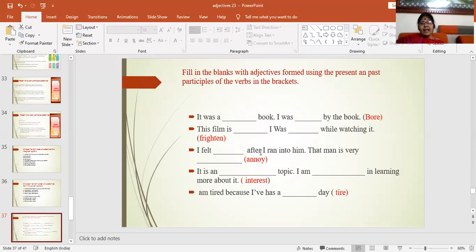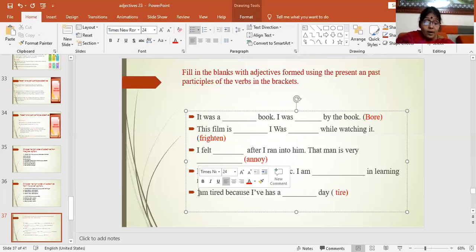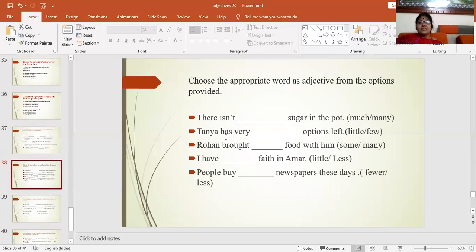I felt dash after I ran into him. That man is very dash. The word is annoyed. I felt annoyed after I ran into him. That man is very annoying. It is an dash topic. I am dash in learning more about it. It is an interesting topic. I am interested in learning about it. Right? Now, I am tired because I had a tiring day. Right? Now, let us do this last one.